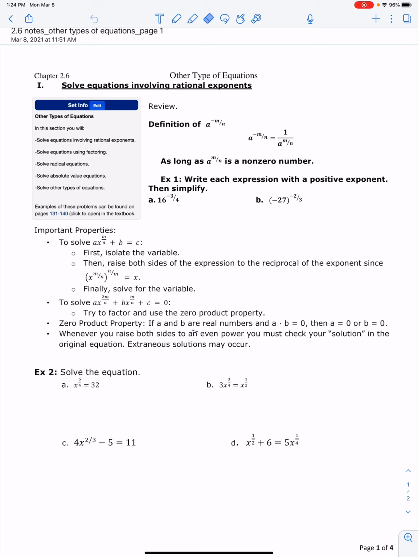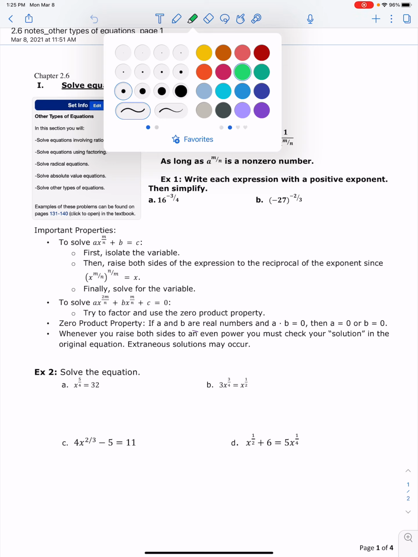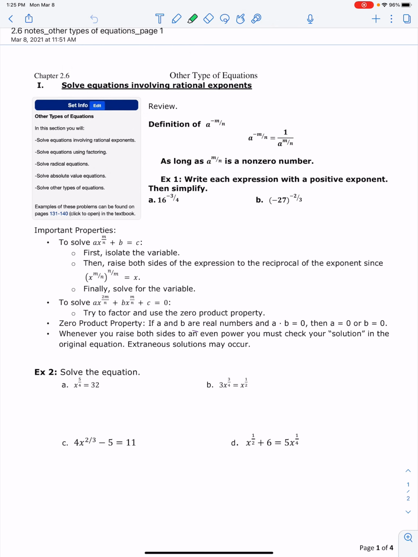These are the 2.6 notes. We've got other types of equations. This is page 1. We definitely want a review of rational exponents because we're going to need to use those to solve. Okay? So first things first, it's typically this little negative that gets us hung up. So we're going to leave that for a minute.